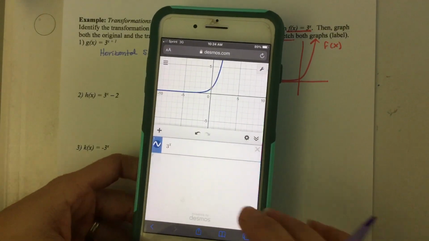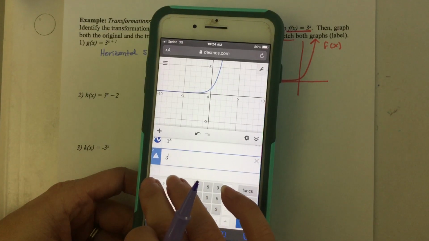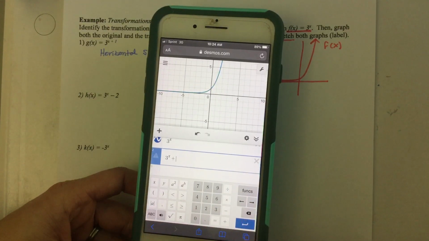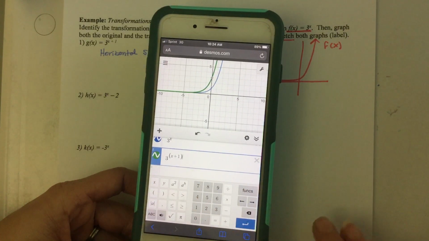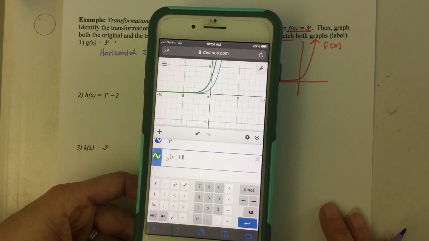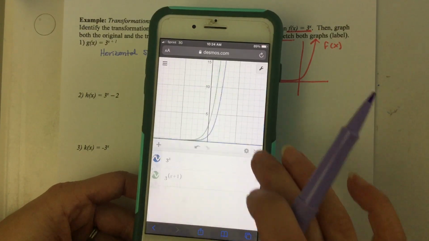Now they want us to go ahead and graph that on the same grid and see what happens. If I have 3 to the power of x plus, oh, see, it stayed right there. So what I have to do is go ahead and put parentheses. So x plus 1. You just got to be really careful when you're working with Desmos. We want to make sure that that plus 1 stays up with the x. In order to do that, I did have to place the parentheses there.